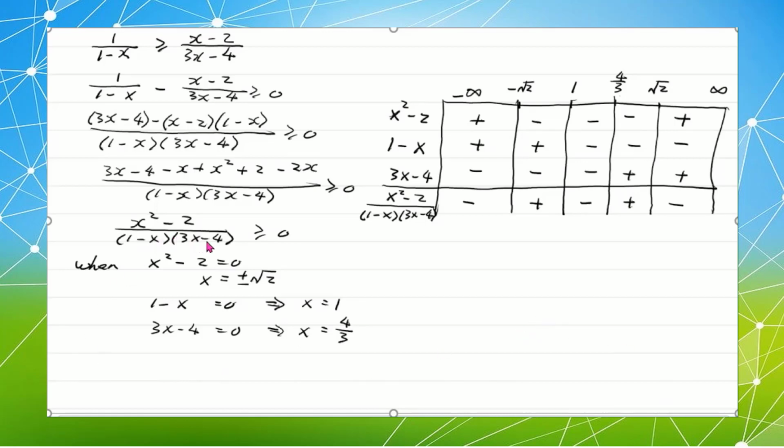So now since the inequality is greater than or equal to 0, we will choose the interval where the answer is positive. That is in between negative square root of 2 up to 1 and from 4 over 3 up to square root of 2.